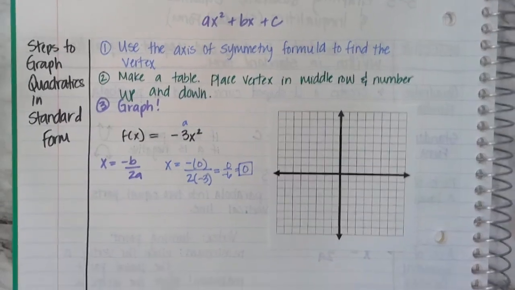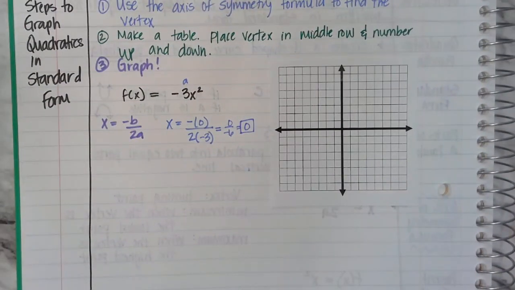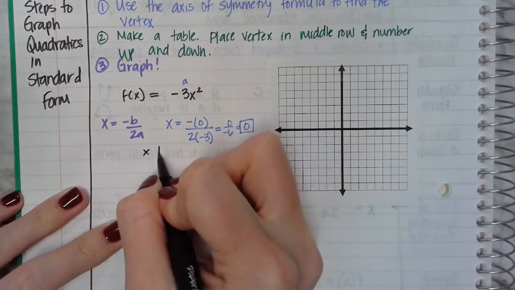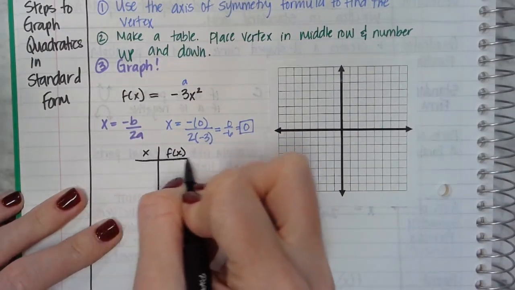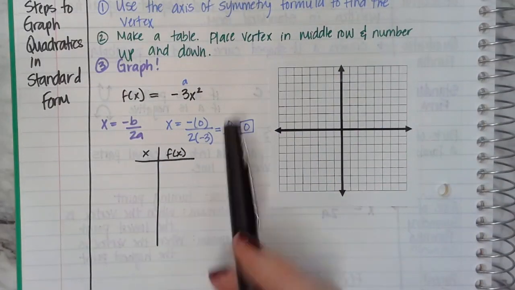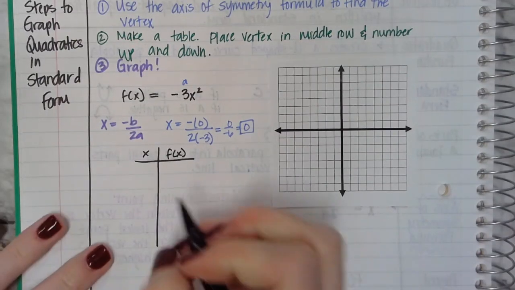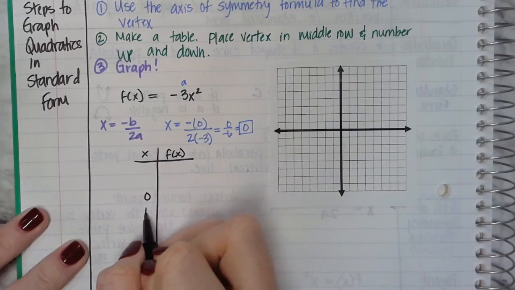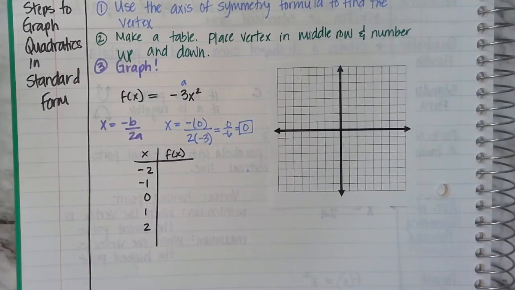We're going to now make a table and place this value in the middle row. So making our table of values, we have x, and then we have f of x. Remember, f of x just represents our function. 0 is going to go in the middle row. So we're going to put 0 right here, and we're going to number up and down. So 1, 2, and then negative 1, negative 2.